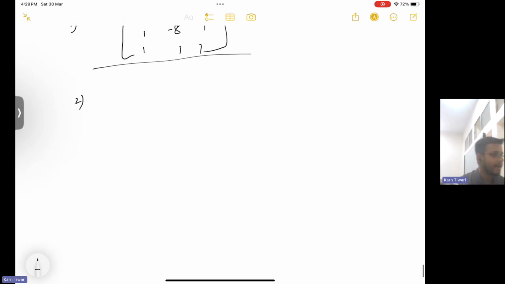Second question. Suppose we are given a 9 cross 9 image I. Image dimension is 9 cross 9, and we apply a convolution kernel C of size 4 cross 4. What is the size of the resultant image R? And the padding, you can assume it to be 0, and the stride is 1.